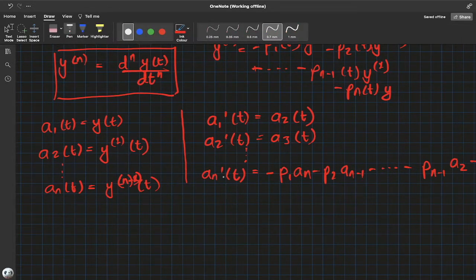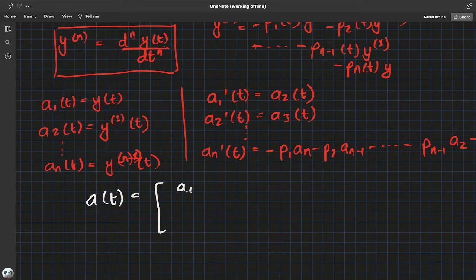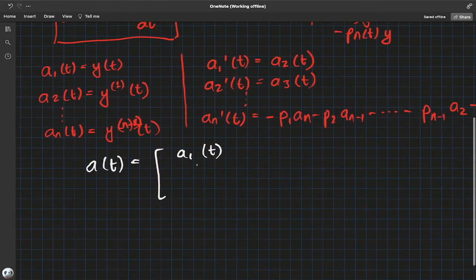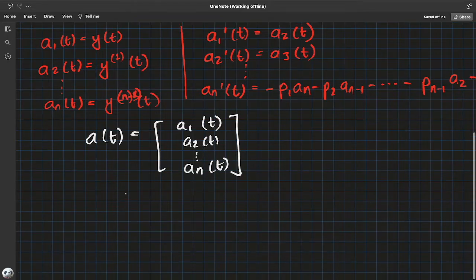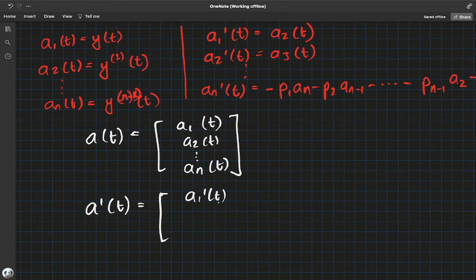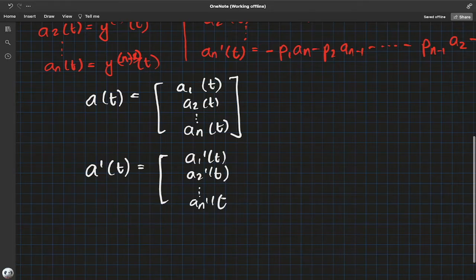Why is that? Let me just show you quickly. Well, it's because if you define a matrix, say A of t, just A, no subscript in general, to be just a bunch of these guys, a column matrix, A1, A2, to say AN. If you differentiate this with respect to time, that means sort of taking the derivative of each of these entries. So you have A prime of t, you get A1 prime of t, A2 prime of t, AN prime of t.